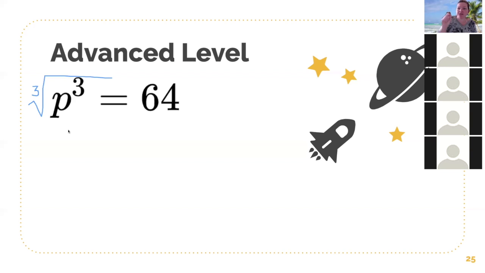Now I can literally do whatever I want as long as I do it to both sides. So I'm going to come over here and I'm going to do the same thing. I'm going to cube root the right-hand side. So let's see what happens. On the left-hand side, cube and cube root are opposites. They cancel. P is alone, just like I wanted.